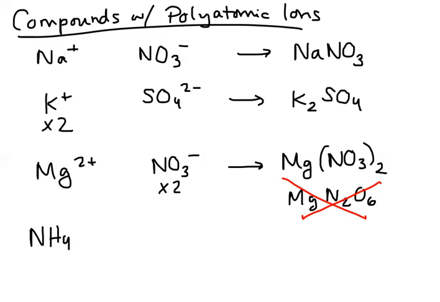NH4 plus and O2 minus. What do we have to do here? So this is using our NH4 plus, which is the only non-metal cation you have to know. And what do we have to do here? Yep, times 2. So in this case, do we have to use parentheses? Yes. So it's going to look like NH4 2O.